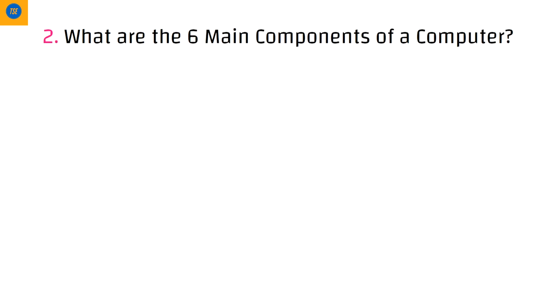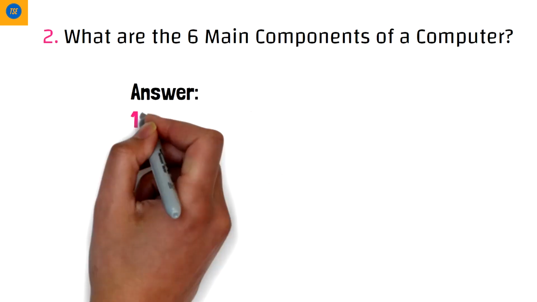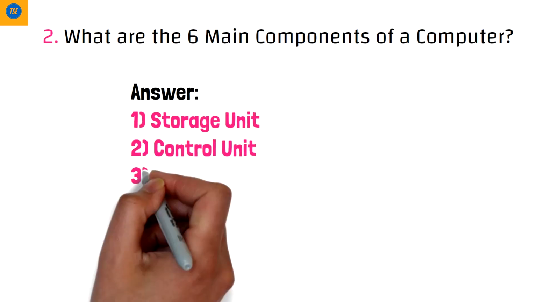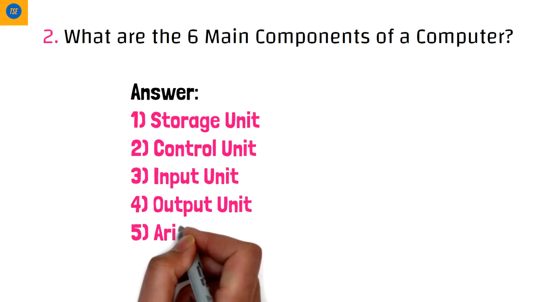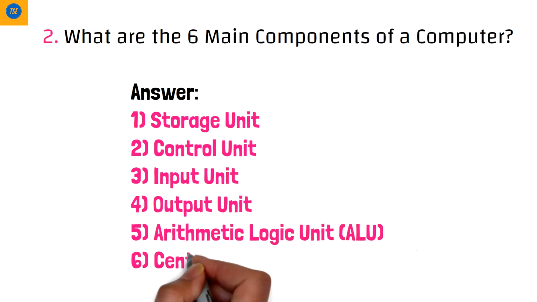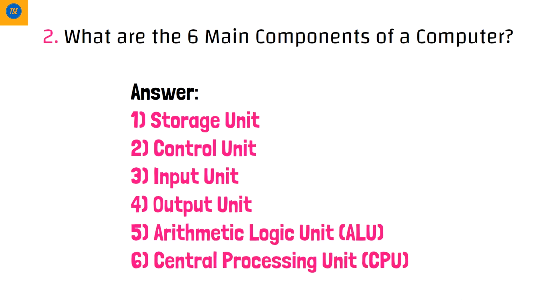Question number 2. What are the 6 main components of a computer? 6 main components of computer are storage unit, control unit, input unit, output unit, arithmetic and logic unit, short form ALU, and last one is central processing unit, short form is CPU. These are the 6 main components of a computer.